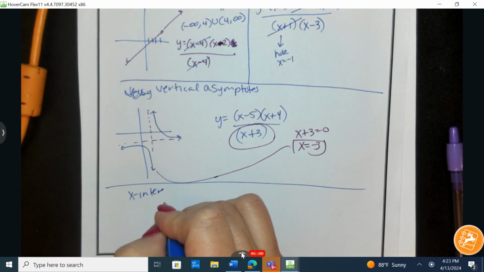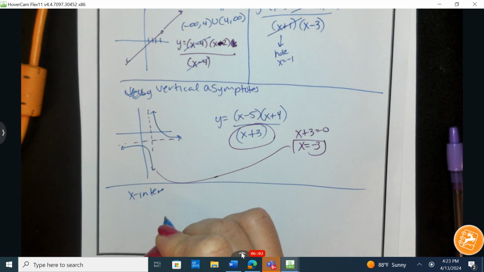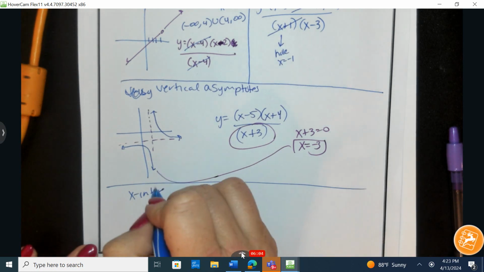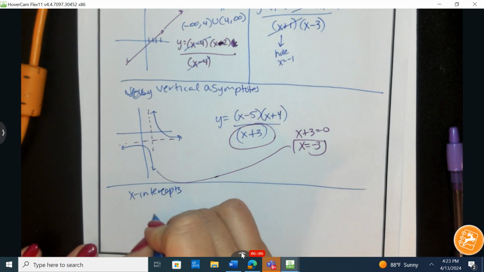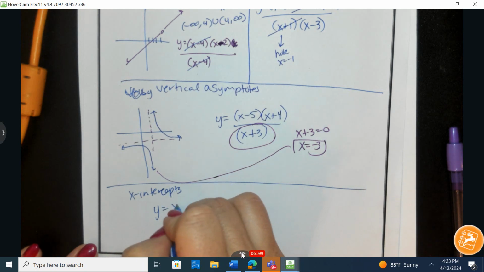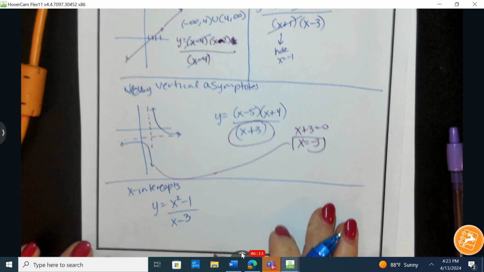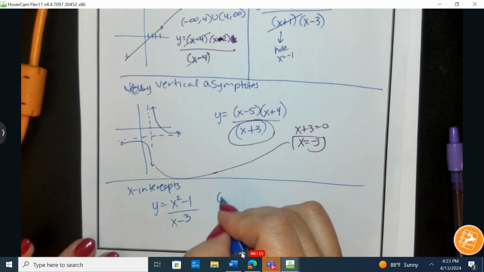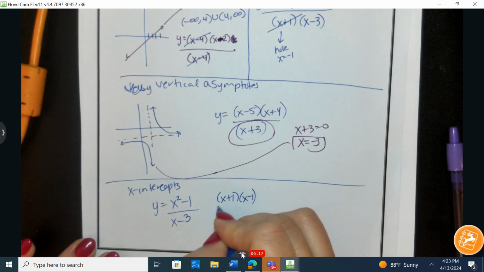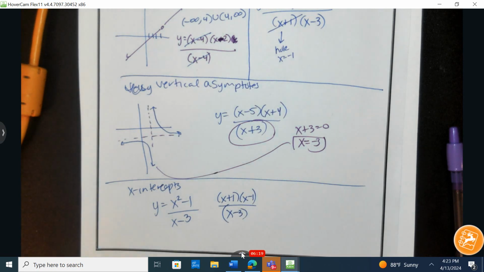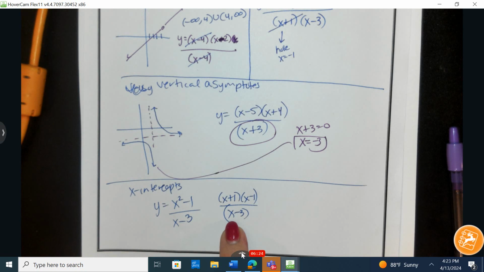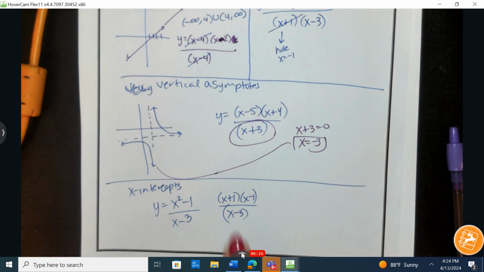x-intercepts can be found by taking the numerators and setting them equal to 0. So for this example, I'm going to factor this into x plus 1 and x minus 1, all over x minus 3. I can't simplify anything, so there's no holes. I can see that I would have a vertical asymptote at x equals 3.